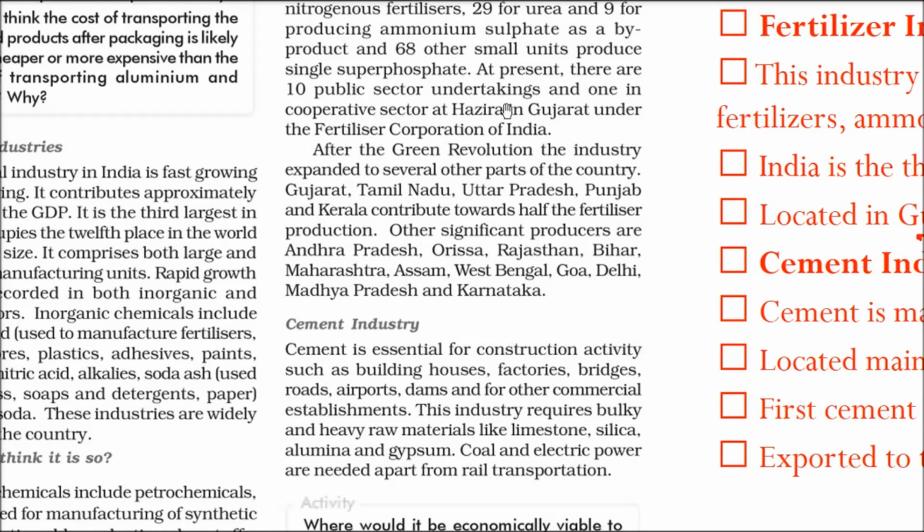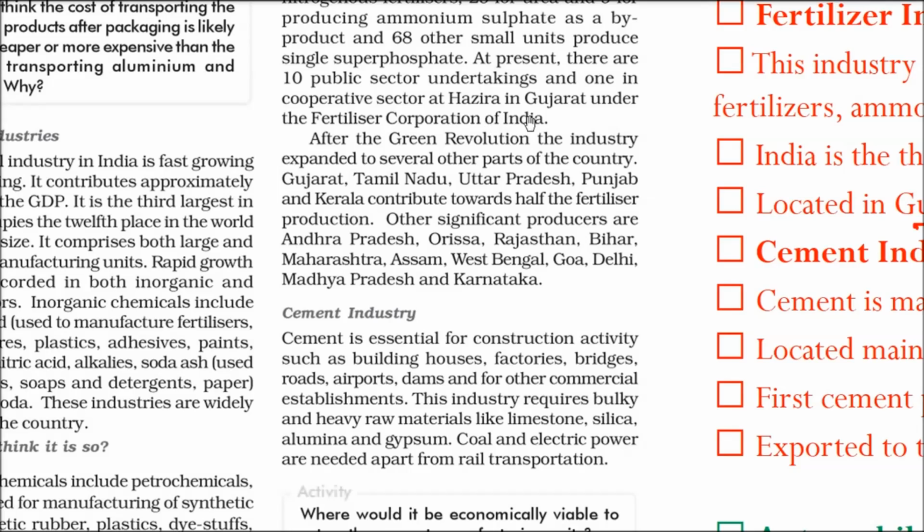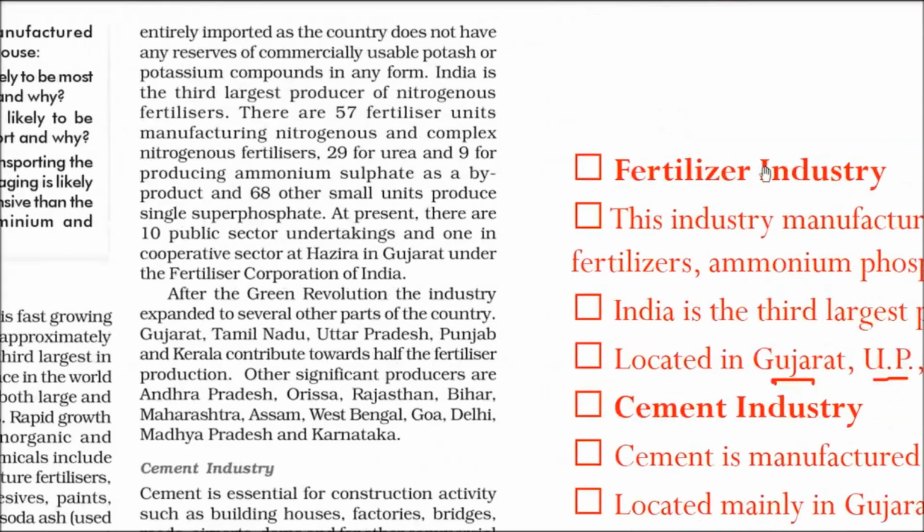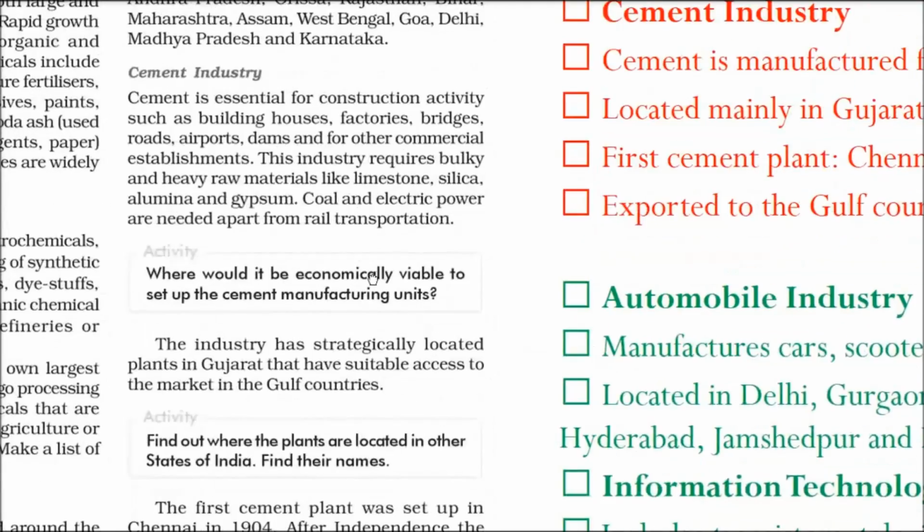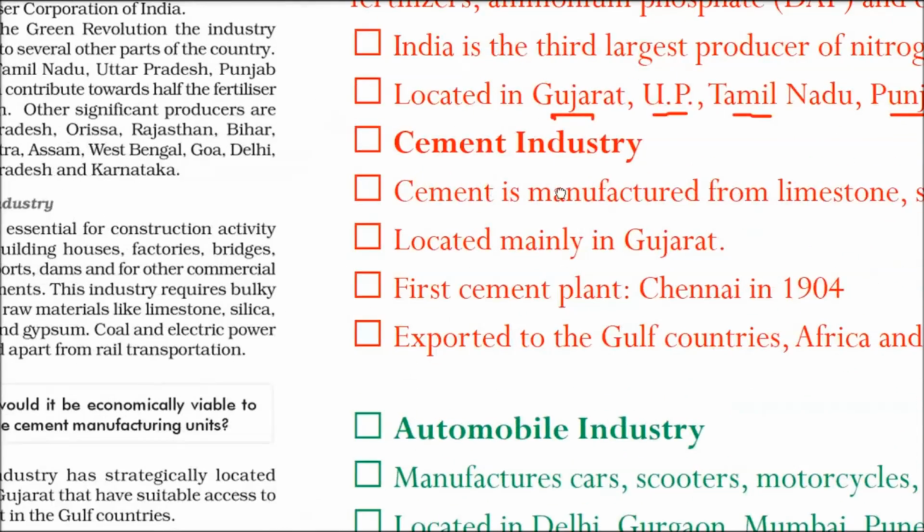So we have 10 public sector undertakings, that is the government sector, and one cooperative sector at Hazira in Gujarat under the FCI, that is Fertilizer Corporation of India. So these are the places where this fertilizer industry took place, or is taking place. Then coming to the cement industry.